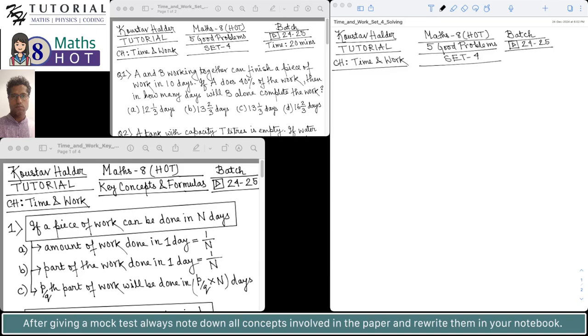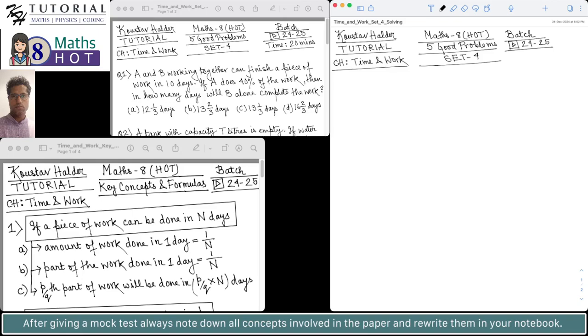Okay, so let me quickly check if everything is properly visible or not. I hope the fonts of the problems as well as the key concepts are big enough so that you can see them properly. Okay, so let's start solving the problems.